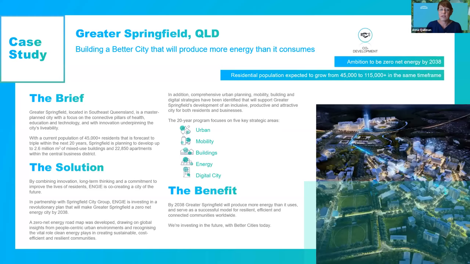If we take a quick look at a couple of case studies, the first one is the city of Springfield, which is in Queensland in Australia, just outside of Brisbane. This is a city that we're working with over the next 50 years to help them create a net zero city by 2038. Now, this city is about 25% of the way through its development, so it has about 45,000 residents today. They hope to have that up at around 115,000 by the year 2038, which is also the time that they hope to be net zero energy.